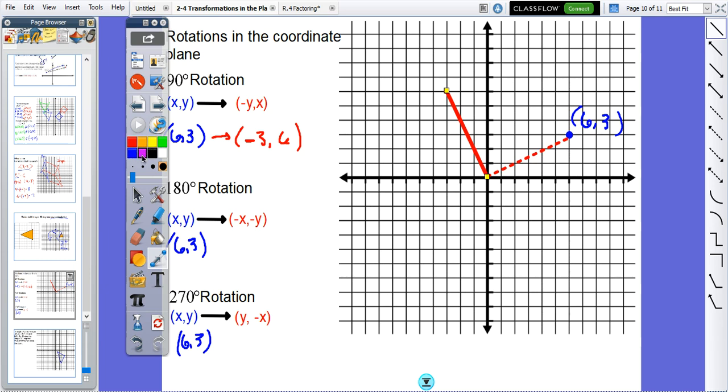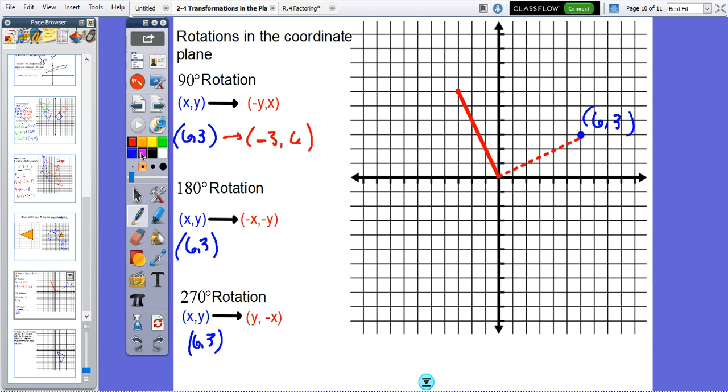All right, our next one right here, as we look at it, we're going to do 180 degrees. So it should make a straight line if it's going 180 degrees. For this kind of rotation, we will keep the values in the same position, 6, 3, but we will negate both of them. So in this case, it would be negative 6, negative 3.